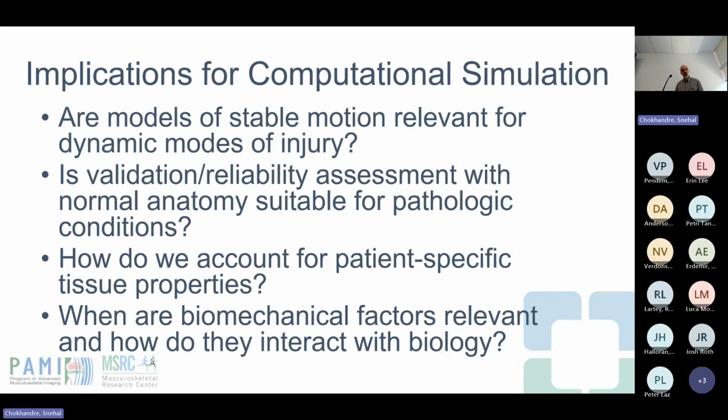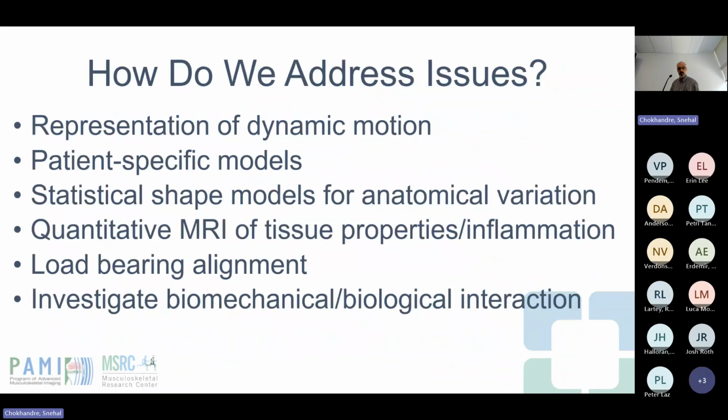So what are the implications for computational simulation? Are our models of stable motion relevant for dynamic modes of injury? Is the validation and reliability assessment that's performed with normal anatomy suitable for pathologic conditions? How do we account for patient-specific tissue properties? And when are the biomechanical factors relevant and how do they interact with biology? Because if we're modeling biomechanics, we need to know that it has something that's relevant for the response of the subject. So how do we address these issues?